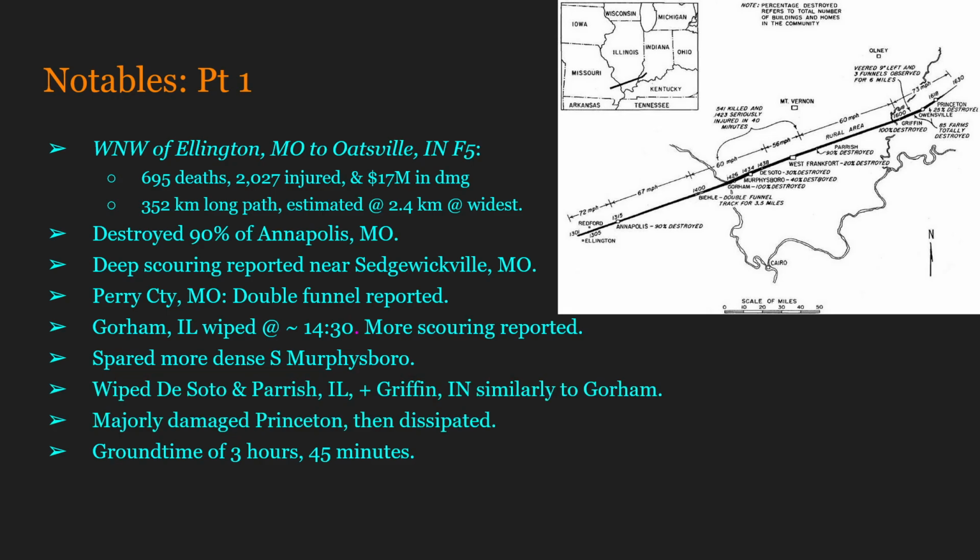The tornado would go on to destroy approximately 30% of DeSoto, nearly wipe Parrish, Illinois off the map at approximately 90% destroyed, and completely destroy Griffin, Indiana as well, similarly to how, of course, Gorham was completely obliterated. The tornado would continue on into Indiana, past Griffin, majorly damaging the town of Princeton before possibly dissipating. At least this is what one source says. A study done in 2013 suggests more tornadic damage after this, but we'll get there when we get there, I promise you. This tornado, combining this track into one, had a ground time of 3 hours and 45 minutes, which is absolutely insane.